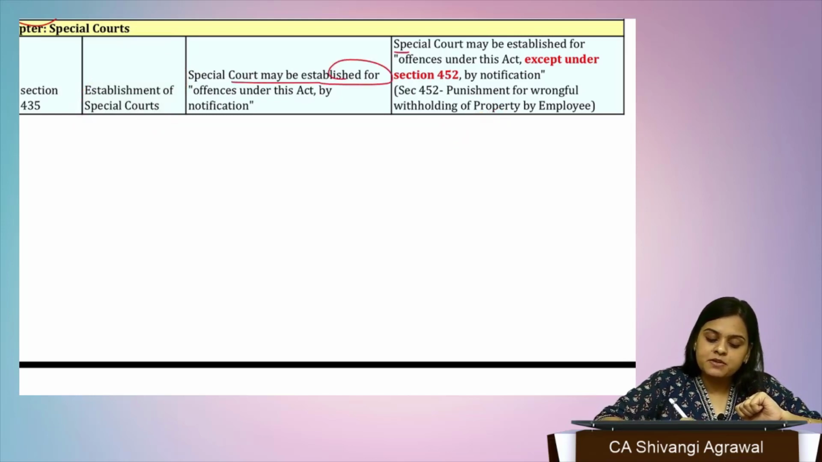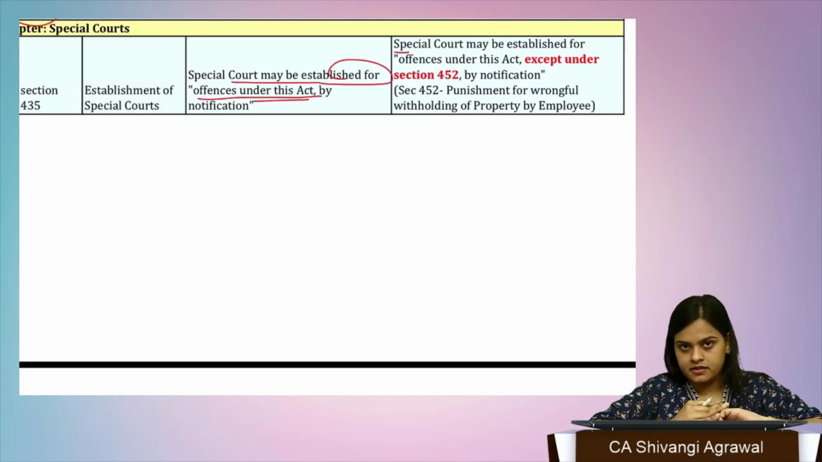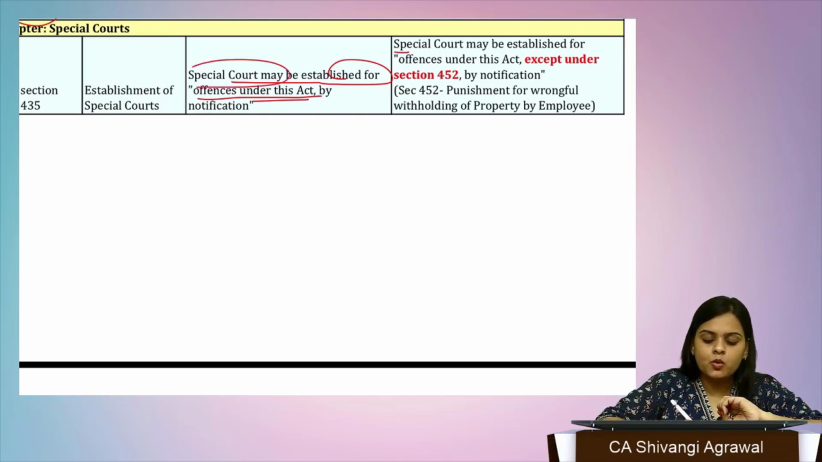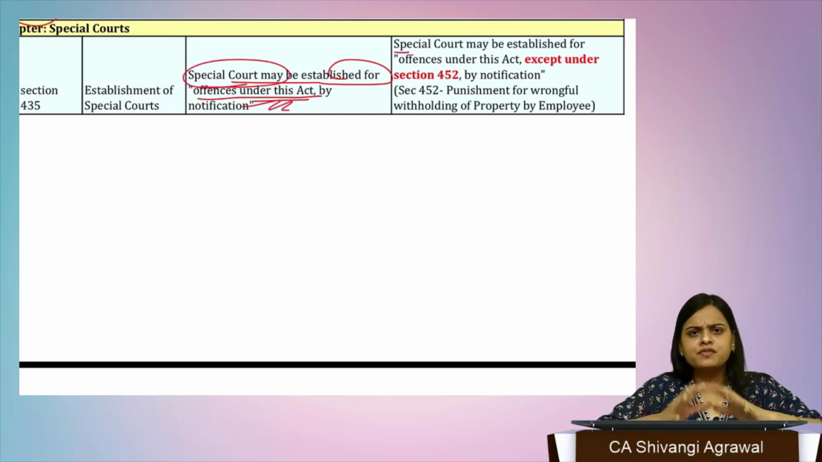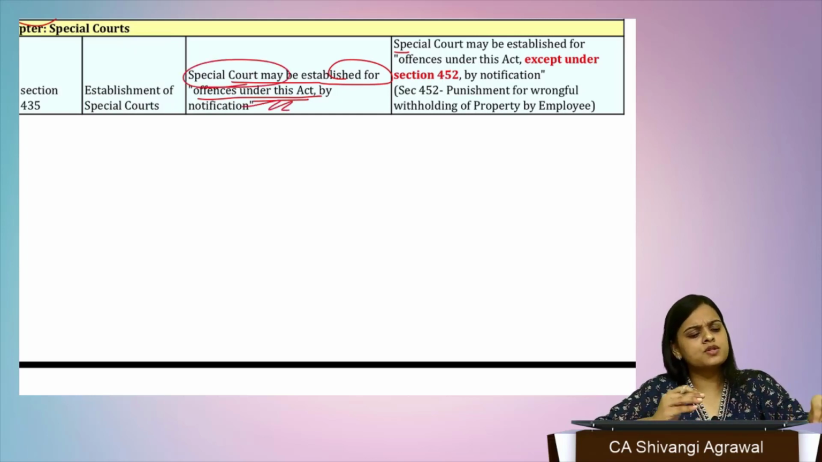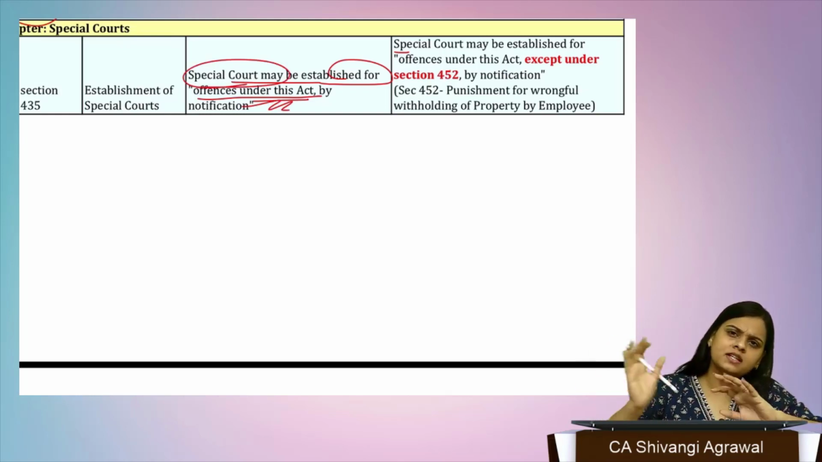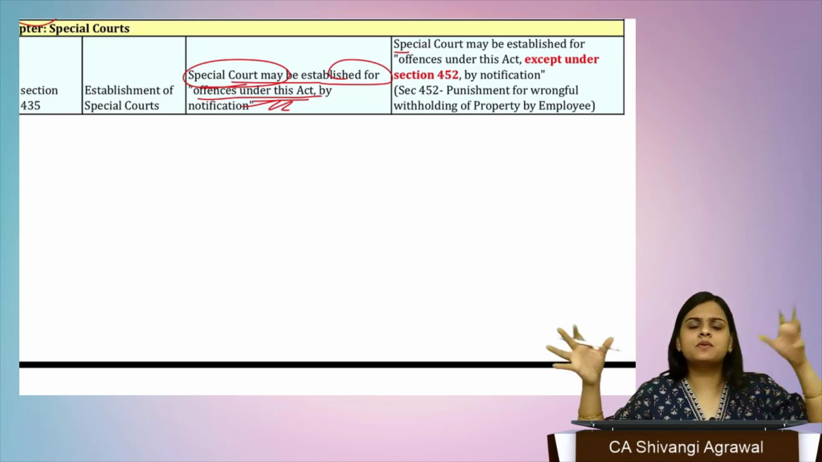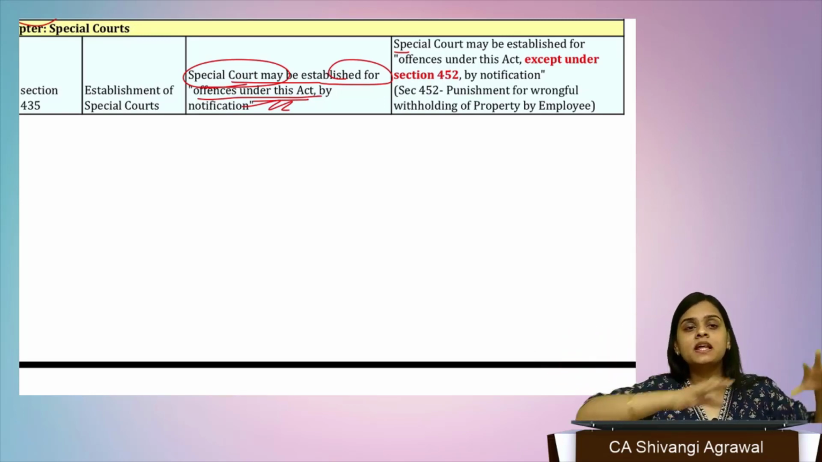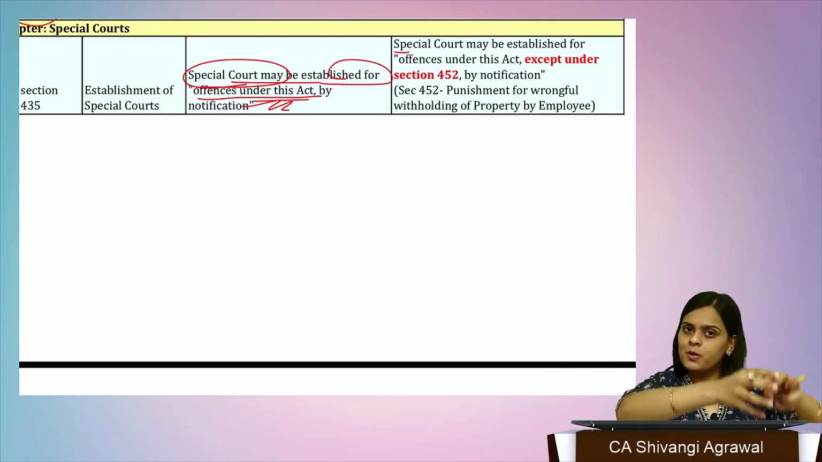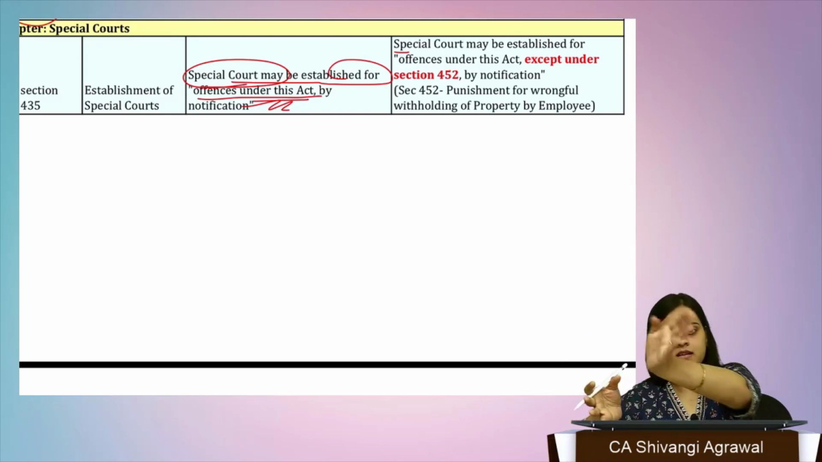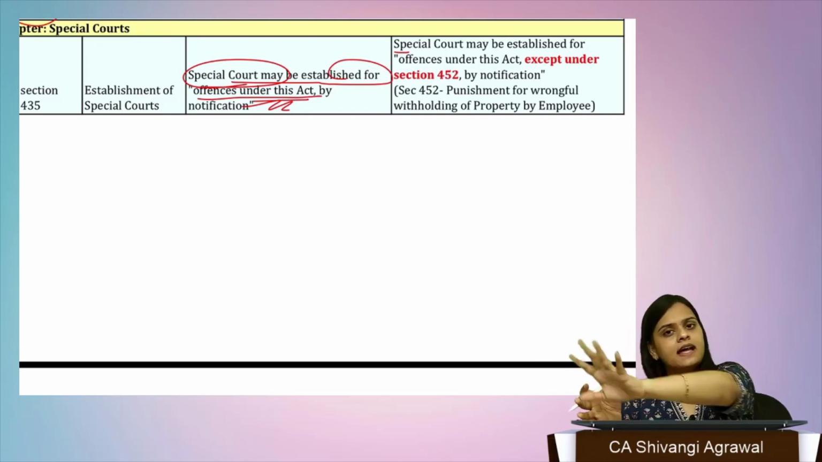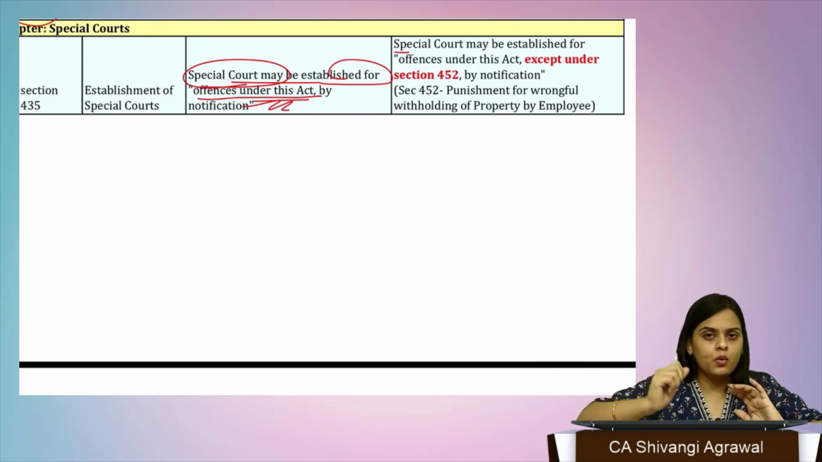Special courts may be established for offences under this act. So there was a power that special courts can be established for offences under this act. That means if you have contravened, if you have not filed this, if you have not done this, if you are engaged in operation and mismanagement, then there is a possibility special courts can be designated, and the trial is going to go on there.